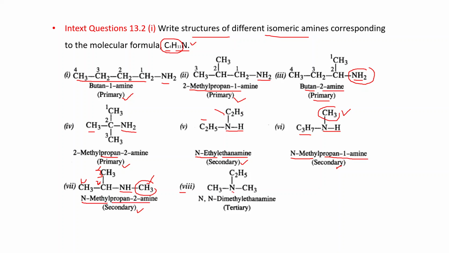Now in this case, nitrogen, all 3 hydrogen atoms are replaced by the alkyl group. That's why this is tertiary. And this C2H5 is larger than these CH3 and CH3. That's why these two CH3 will be written as N,N-dimethylethanamine.